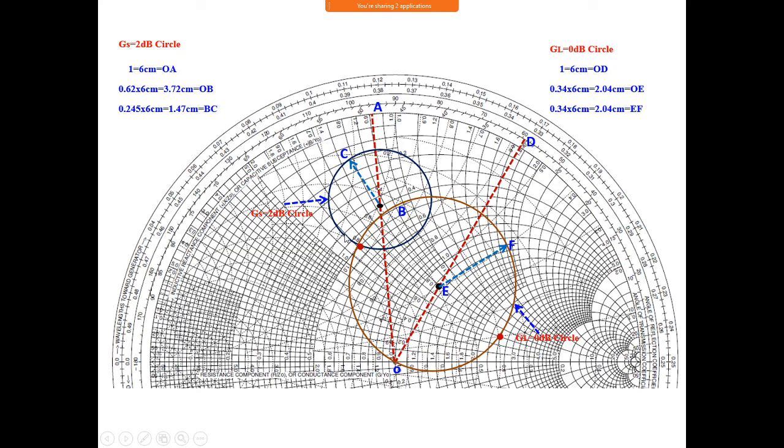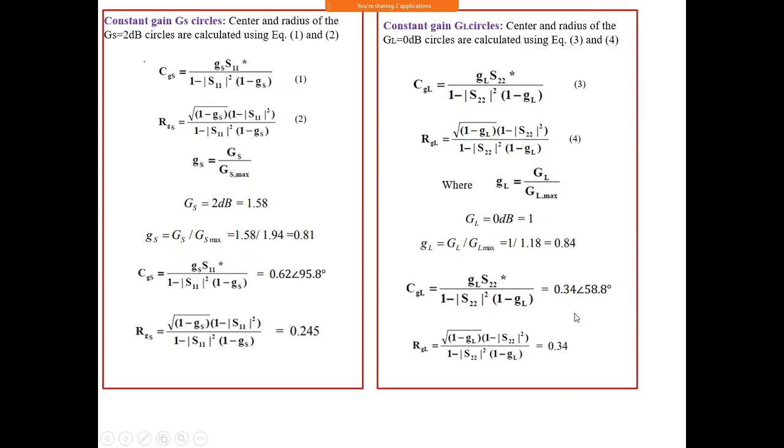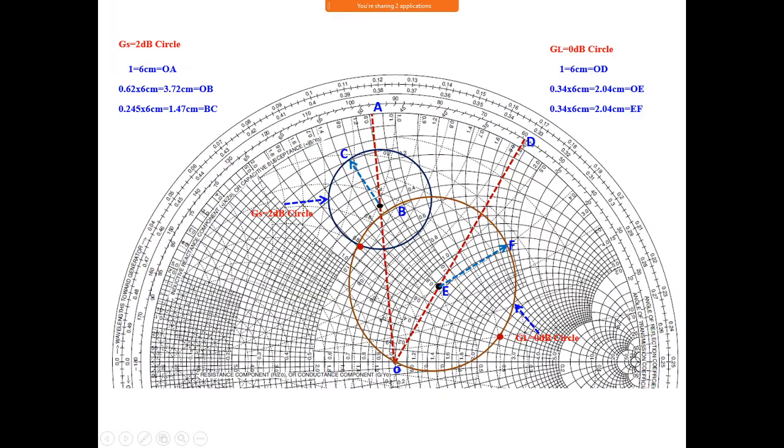So this is the input gain circle, what we discussed. GS equal to 2 dB circle. You can choose any one value over this as an input. Okay. Similarly, we have drawn the GL constant GL circle. Center is this value, 58.8 degree, 0.34. So 58.8 we took from here. Here, this is 58 because this is 50. 58 is around here. Okay, this is the line.